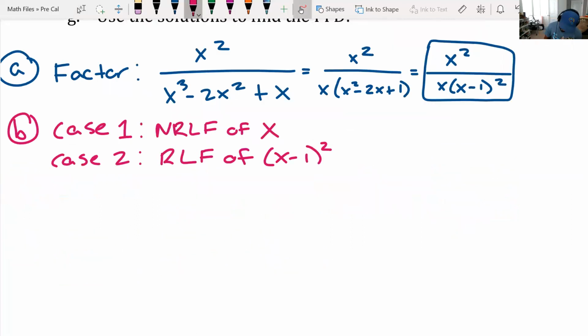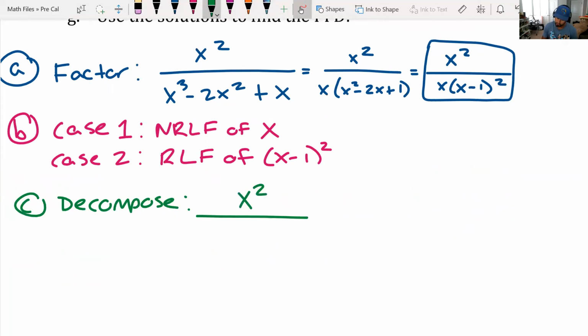All right. Start with the fraction, the factored one, and decompose. Well, do case 1 first. If you want to do case 2 first, you can. You can decompose them however you want. Just make sure to follow the rules. I like to go in order, so I'm doing case 1 first, which means I'll get A over x.